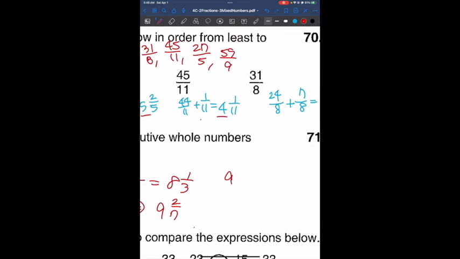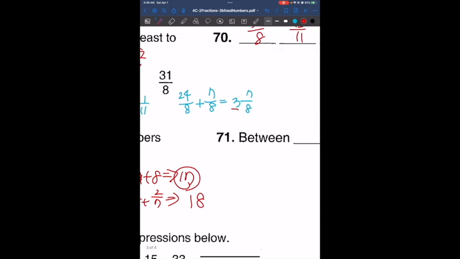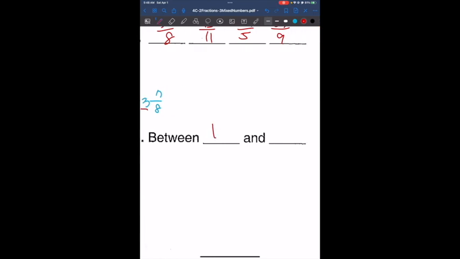And 9 plus 8 is going to give us 17. And 1/3 plus 2/7 is going to be greater than 17, but it's going to be less than 18. So it's going to be between the whole numbers 17 and 18.